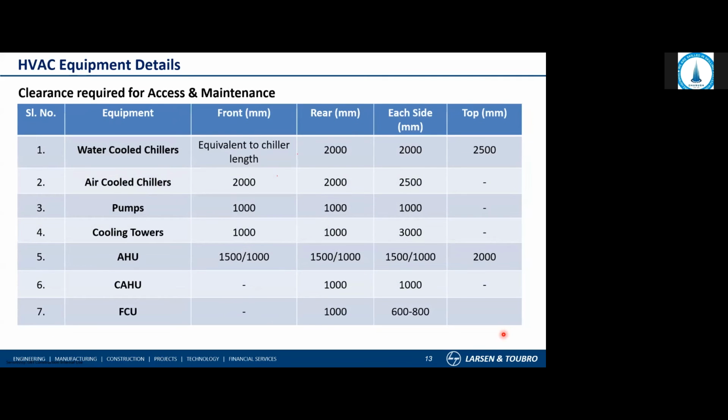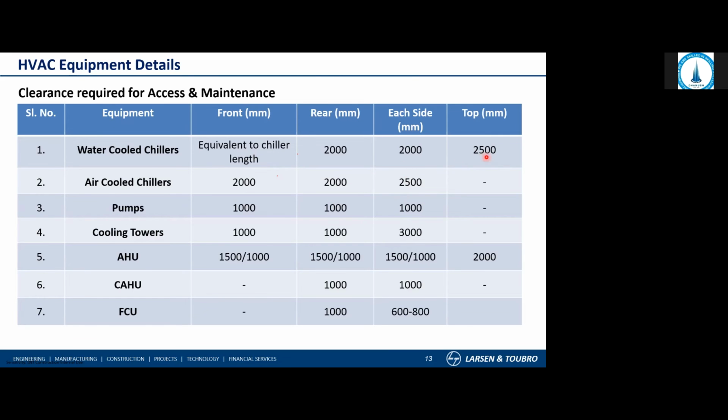Now the accessible and maintainable space required for the major equipment, like water-cooled chillers. If you see the front, there is a space required of at least one chiller size, because the chiller coil needs to be maintained periodically. You have to clean it so that it performs well. To remove that coil, you need equivalent space. So during the design of a plant room, you have to keep that space.